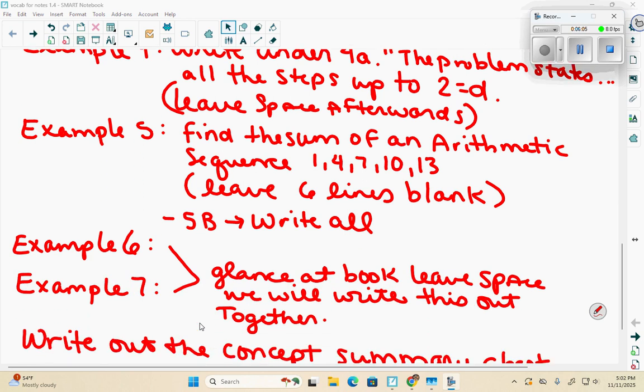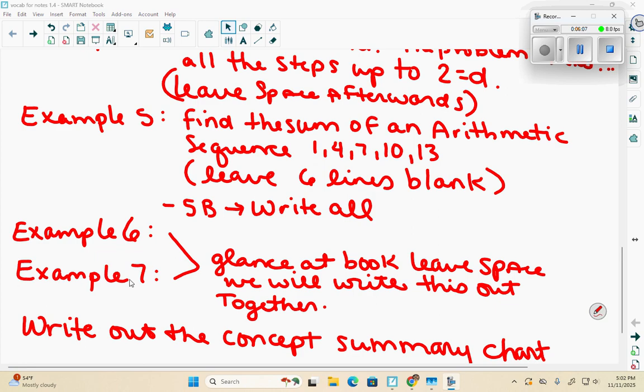Then 6 and 7, I'm going to do the whole thing with you. I told you to glance at the book and leave space. We will write this one out together. If you look at 6 and 7, I'm going to be writing all of what is in 6 and 7. If you want to go ahead and write it, you can. But we're going to write all of that, pretty much all of it except for the sentences that are in there. I'm going to be explaining 6. So I would give yourself some space to write 6 and 7, maybe a whole page by itself, that we will fill in.